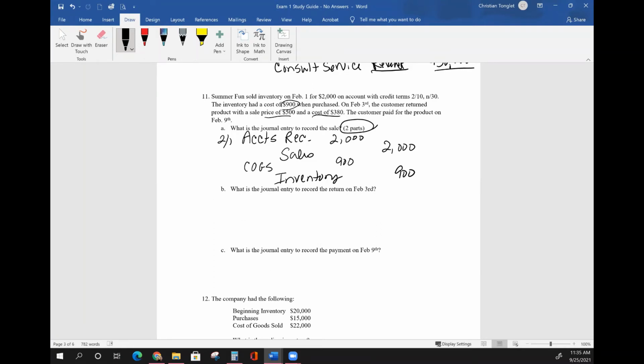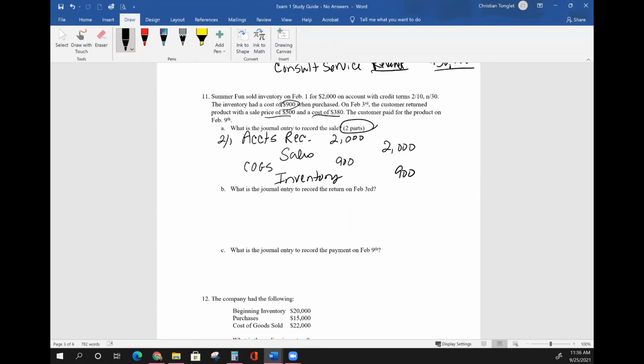Again, we're going to have two parts because I have the part that's affecting my sales and that customer account. And then I also have the cost. My inventory is coming back in and I need to know what is the cost of that inventory. So I have to have both. All right, so let's look at the sales side of it first. So what is the contra revenue account for sales? When we have returns, it's sales returns and allowances.